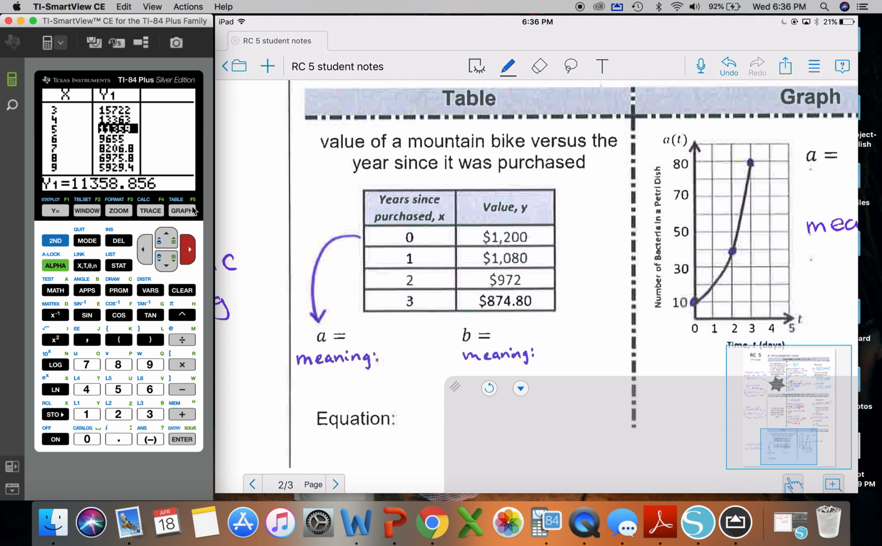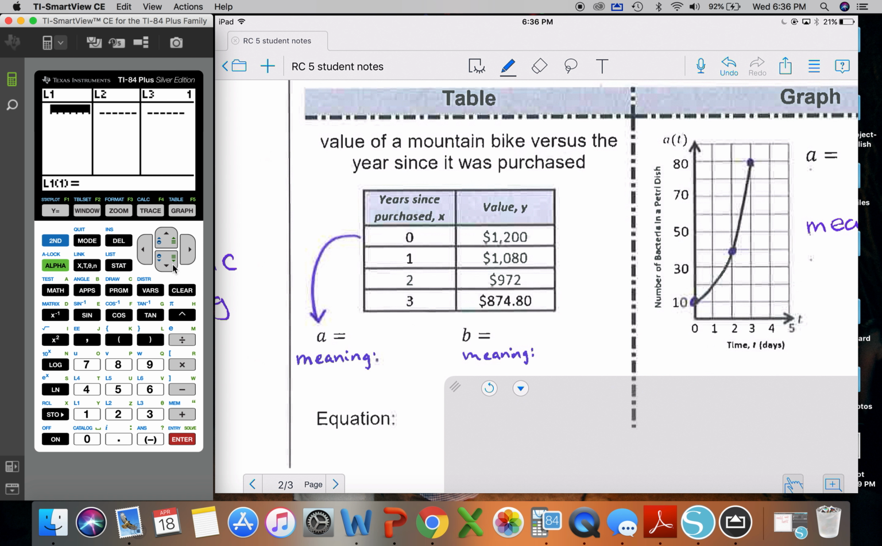Now, if you're given a table which tells us the value of a mountain bike versus the years since it was purchased, we are going to put that in stat calc. So x is 0, 1, 2, 3, and y is 1,200, 1,080, 972, 874.80.